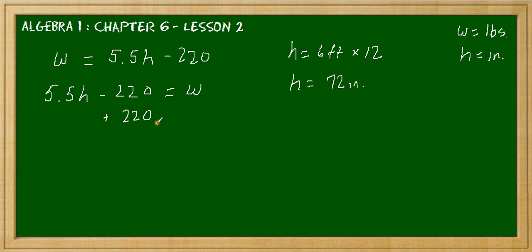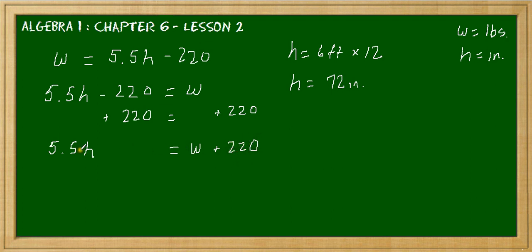So we've added 220, and I like to put my little equal sign there because we're doing it to both sides. We're maintaining the equality by doing the same function to both sides. So what we'll end up here with is 5.5h, right, and this will cancel out. Negative 220, positive 220. Bring our equal sign down, and now we have w plus 220. Okay, so we're almost home.